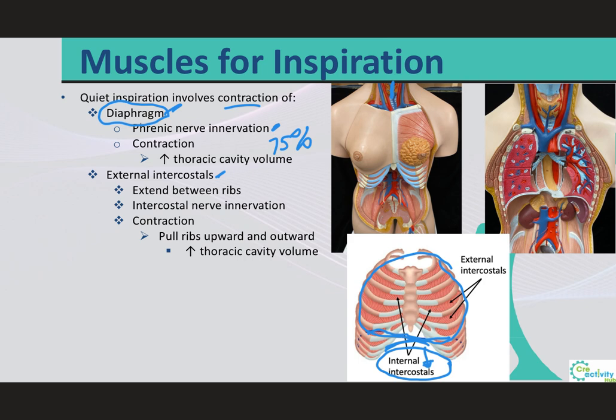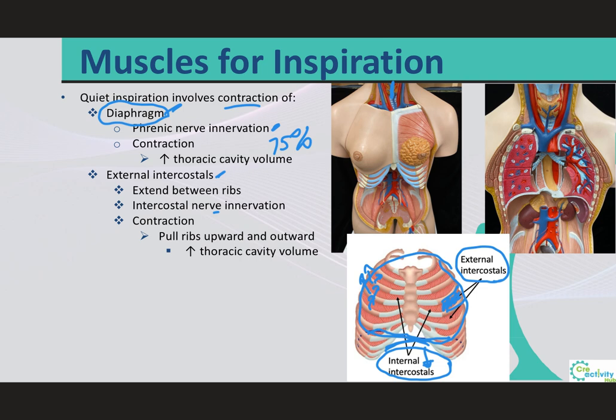Now, the next most important muscles of inspiration are the external intercostals, which extend between the ribs, and that's why they're called intercostals, between ribs. They are innervated by what we call the intercostal nerves, so it makes sense. And when the external intercostals contract, they pull the ribs upward and outward as well. So this will also help to increase the volume of the thoracic cavity.